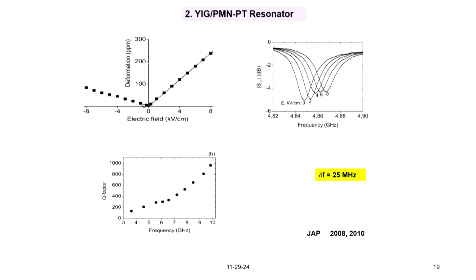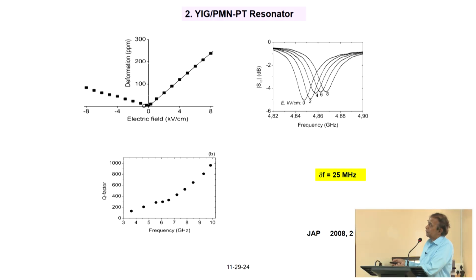Right, this is YIG, PMN-PT. The earlier one was with PZT. It's similar behavior, except that the Q value for resonance is around 1000, which is the same as what we saw for YIG-PZT, and the tunability is 25 megahertz. So, it's not any better than what we got with PZT, but it is better in the sense that here we are using single crystal PMN-PT, which is rather expensive compared to very cheap polycrystalline PZT.